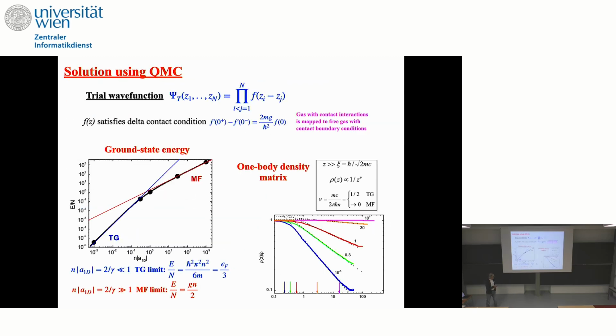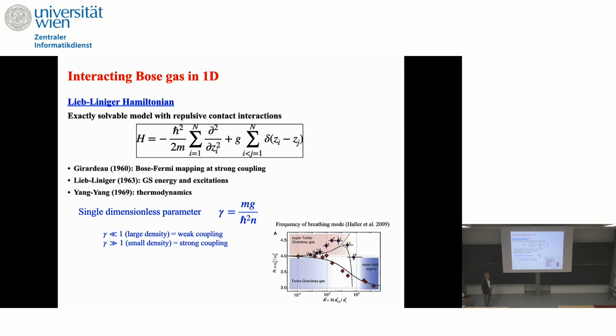Okay, that's all for the weakly interacting Bose gas in 3 dimensions. Now I want to go to a similar problem, but in 1 dimension. We have a Bose gas in 1 dimension with contact interaction given by a delta function with a strength g. This is known as the Lieb-Liniger model, or Lieb-Liniger Hamiltonian.